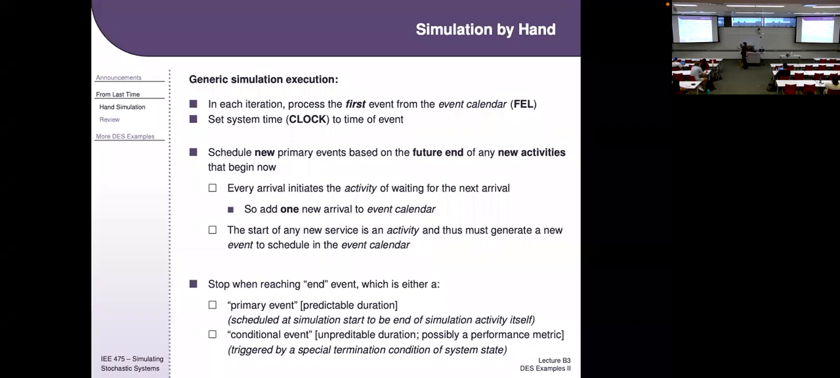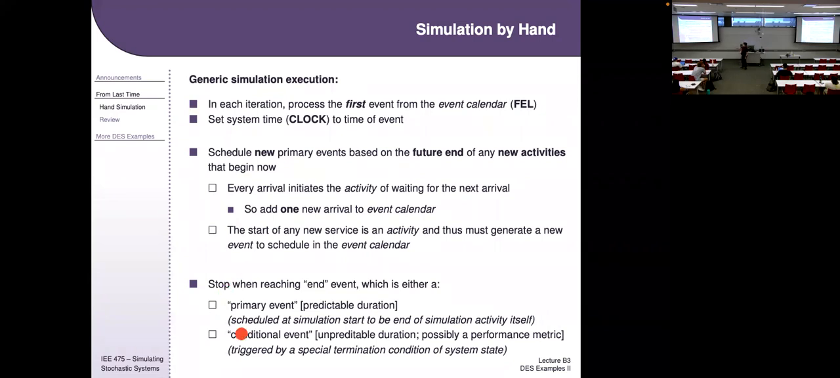So then when you finally reach an end event, there are two types of end events. In the homework, it's a primary event, because I tell you, I think I said 13 seconds in the homework. So in that case, the beginning of the sim is an activity. The activity is do the sim, and we know ahead of time the sim is 13 minutes long. So we schedule the event of the end happening exactly at 13 minutes. Now it's totally arbitrary relative to the real system. We're just saying we're only going to simulate 13 minutes.